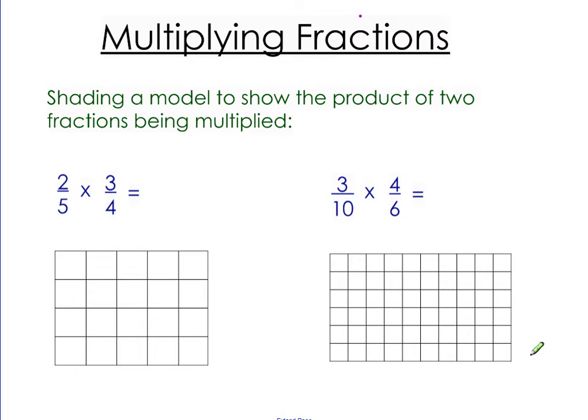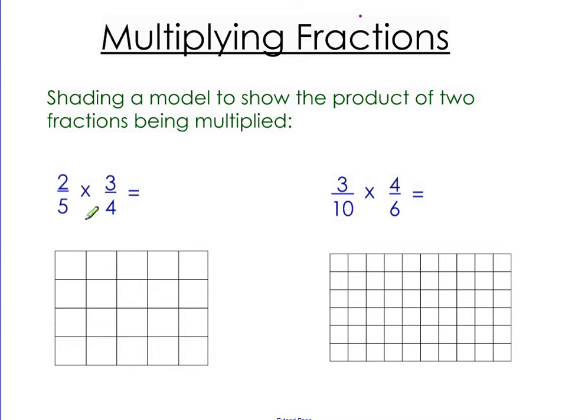Multiplying fractions. First, we're going to begin with shading a model to show the product of two fractions being multiplied. So looking here, we have 2/5 multiplied by 3/4. If you look, there are 1, 2, 3, 4, 5 columns. And going across, we have 1, 2, 3, 4 rows.